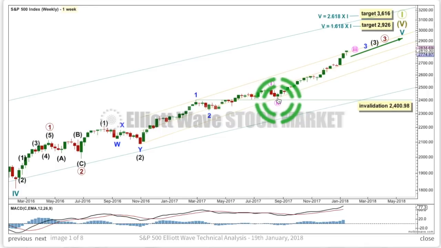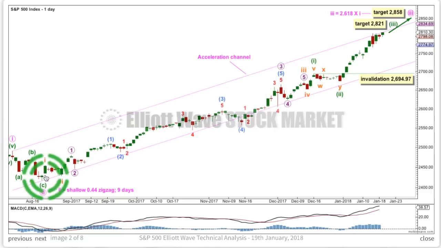Let's take a look at the daily chart now, where we're going to see the middle of intermediate 3, where minute 1 and 2 is this high and low. Minute 2 lasted just a couple of weeks. It was a shallow zigzag. So when minute 4 turns up, let's expect it to be a flat combinational triangle and maybe last about a couple of weeks as well.